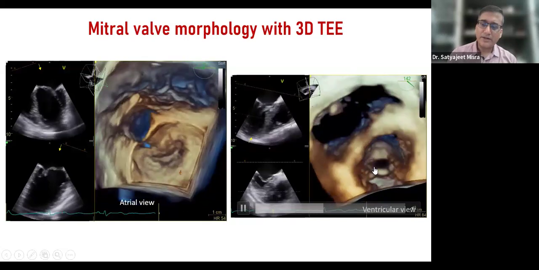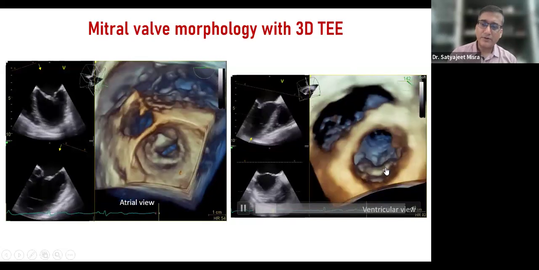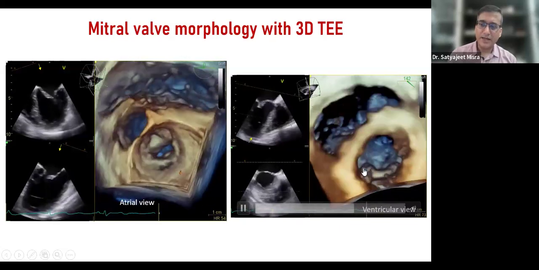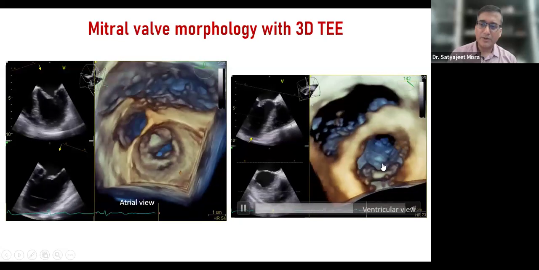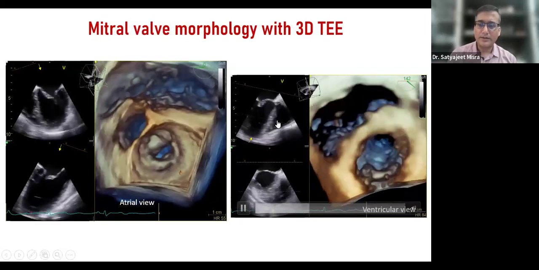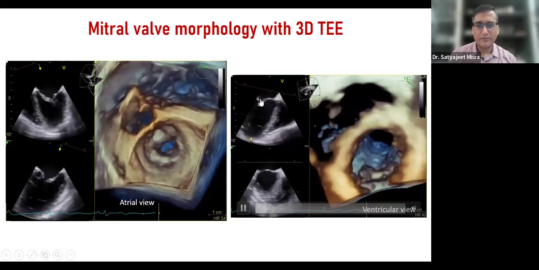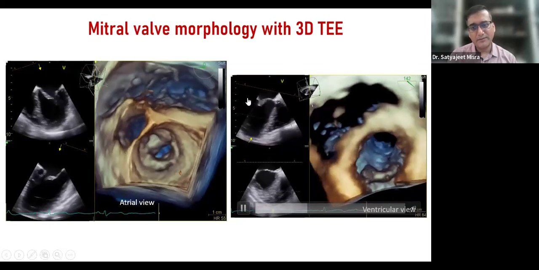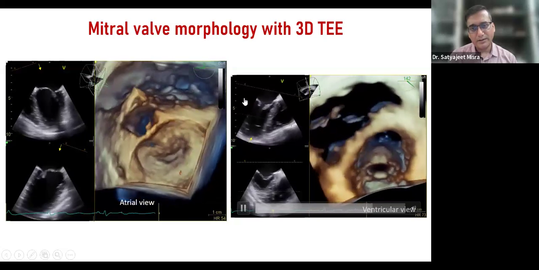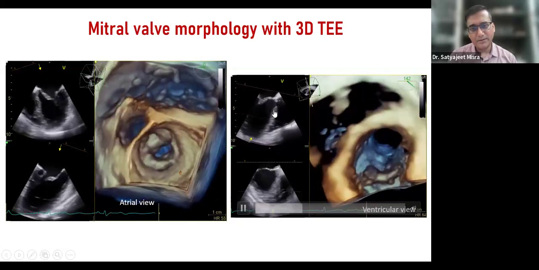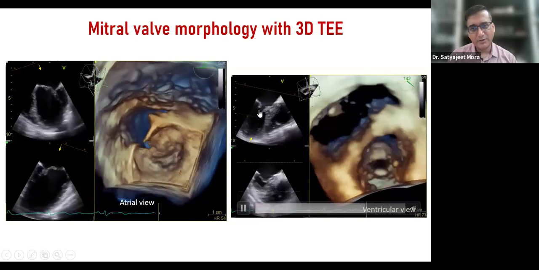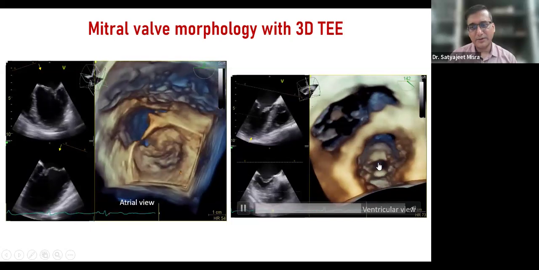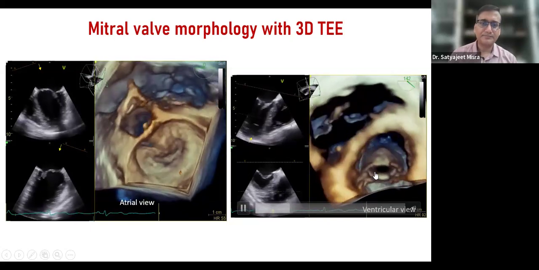This is also a wonderful view if you want to do a planimetered valve area. You flip the image to the ventricular side, freeze it, and do the planimetry, cutting it at the lowest point, the narrowest point of the mitral valve orifice. You can also guide where exactly you want to measure by putting markers across the mitral valve and bringing them down to the narrowest point, which corresponds to the same point in the 3D image.